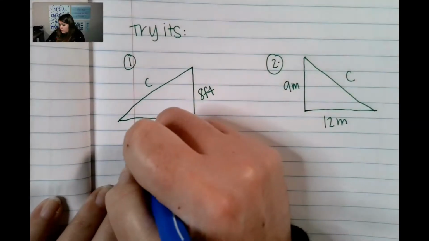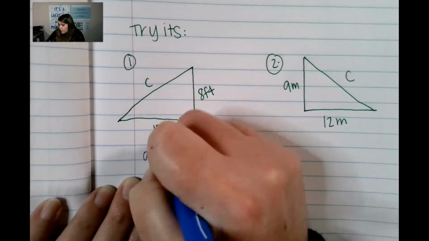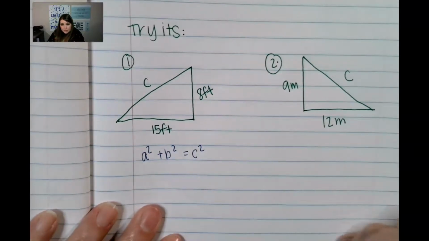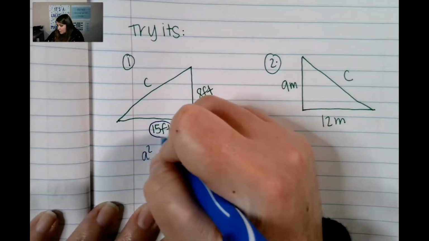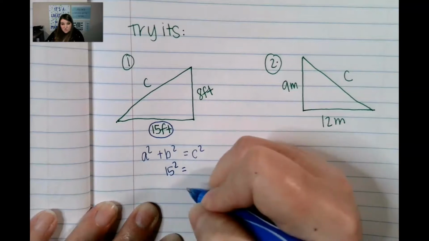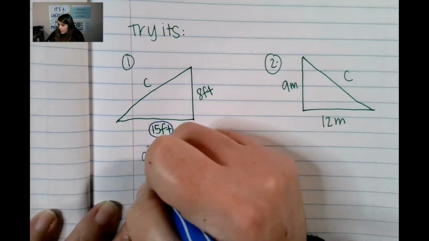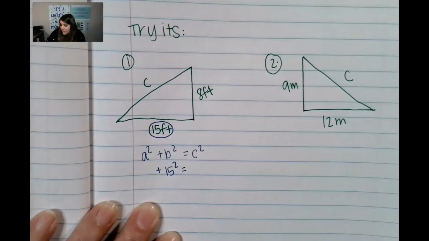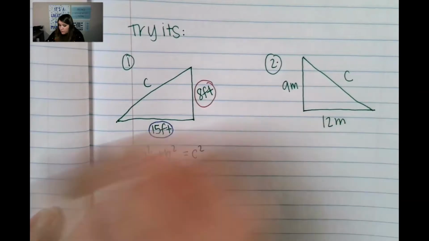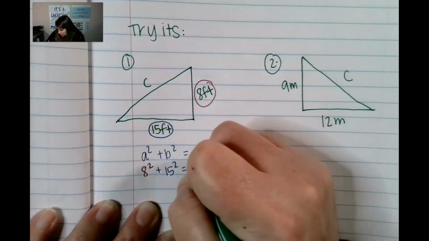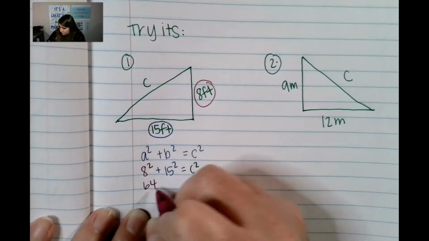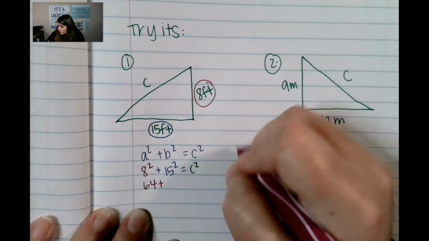All right, so we have a squared plus b squared, and it's going to equal c squared. So let's start by plugging some things in. Here's the base, it's on the bottom. So we have 15 squared. So that's like 15 times 15. And then we have leg A, which is going to be 8 squared. And we're looking for the c squared. All right, so 8 times 8, I know, is 64, plus 15 times 15.